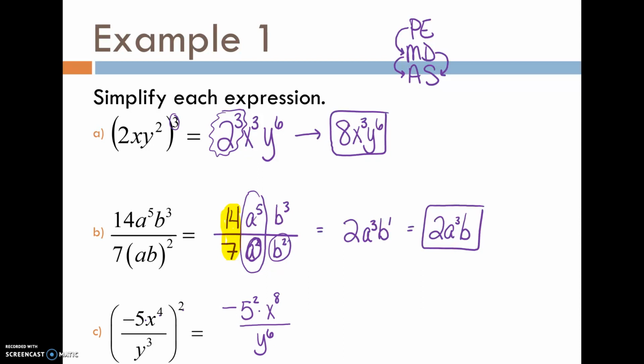The second big thing is that when you have negative 5, if you're raising negative 5 to an exponent, you really want to put parentheses around it before you put that in your calculator. Negative 5 squared means negative 5 times negative 5, which is positive 25. So our final answer is positive 25, x to the 8th, over y to the 6th.